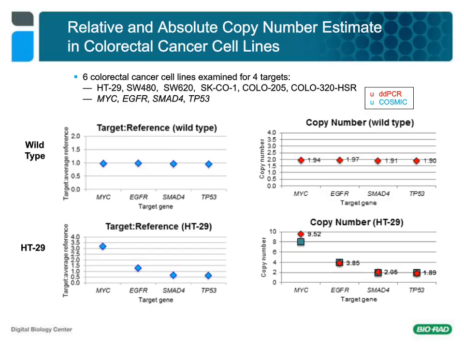Using this method, we tested 6 colorectal cancer cell lines and 4 targets, MYC, EGFR, SMAD4, and TP53. We then compared our results with the COSMIC data. Shown on the right in red is ddPCR, and the COSMIC calls are in blue. And what you can see is the COSMIC and ddPCR calls are almost identical.